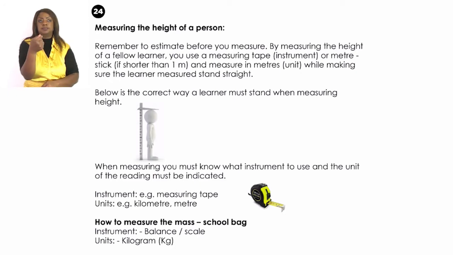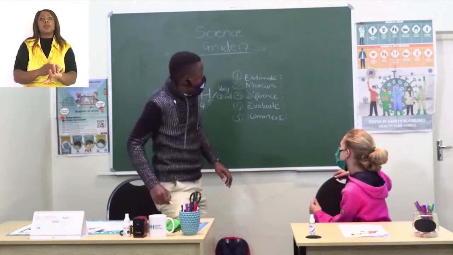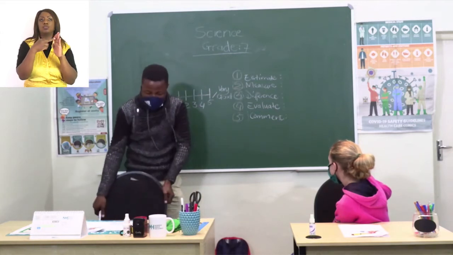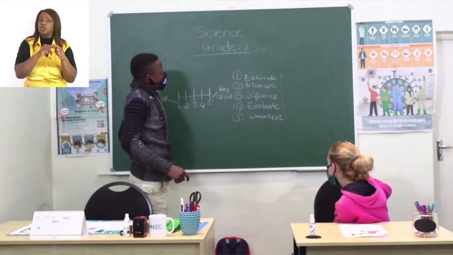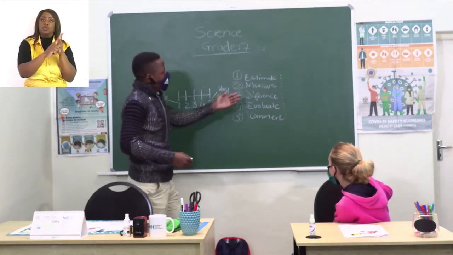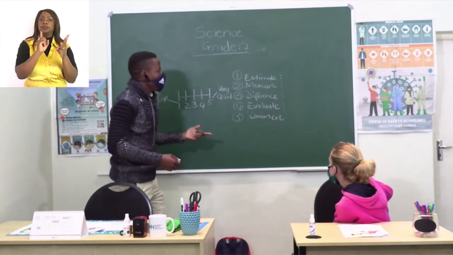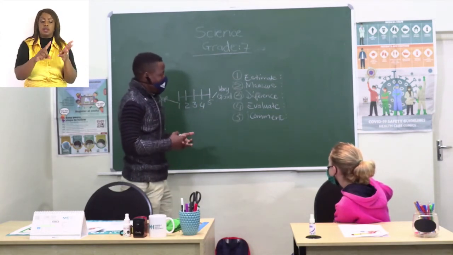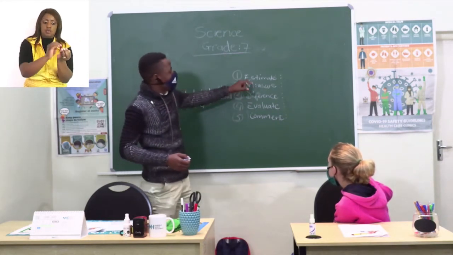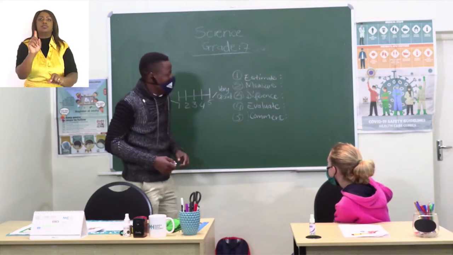Now I have to move to the chalkboard so that I can explain further on how to do this experiment. We have 5 words or terms that we need to know today. So the estimation is the first thing we have to do. You have to guess, you have to give a better guess. Then we have to measure. Then the difference: you must make sure that you find the difference between these two values.